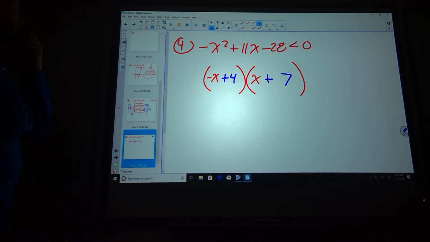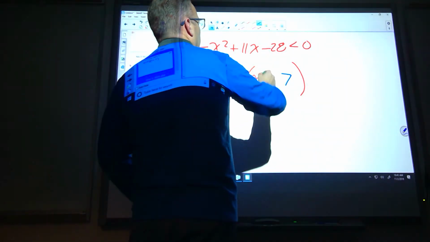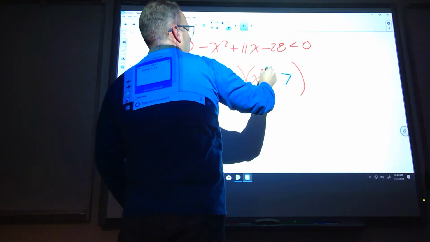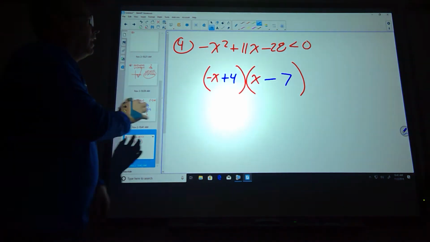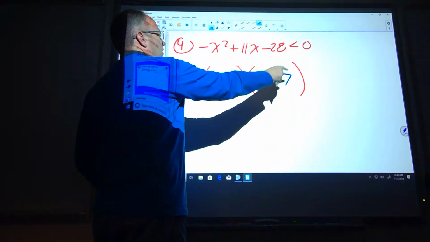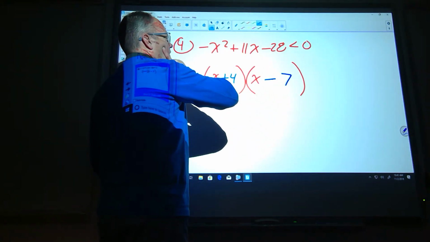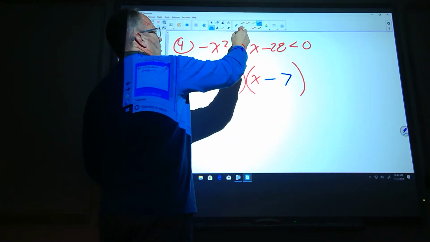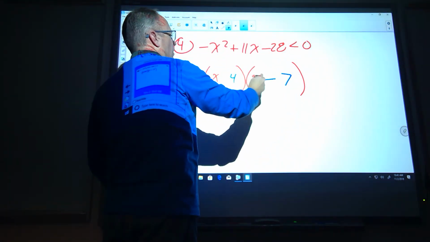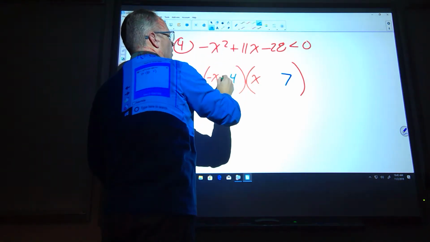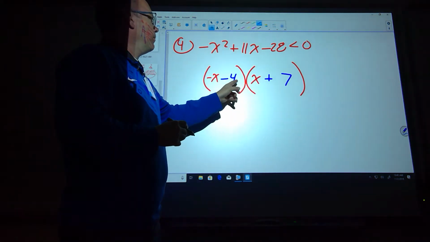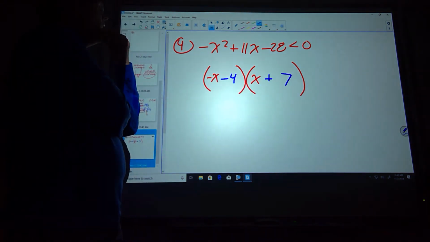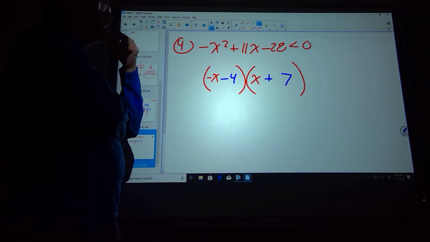Oh no, that's not going to work. Okay, so this might need to be a negative 7. Let's see if that works. Okay, so negative 4x plus 7x I got there. Flip the signs. That gives me the negative 28. No. See, it's tricky, huh?